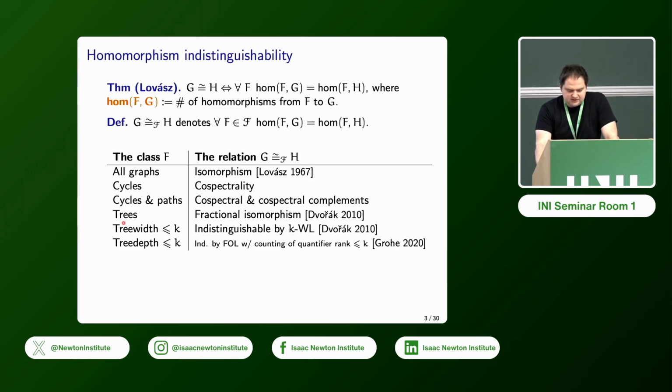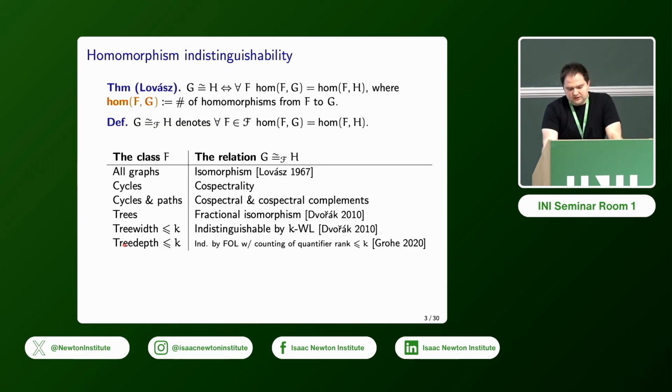But you can take various other classes of graphs. You can take cycles and paths, and this will correspond to cospectrality of the adjacency matrices. So that's again some kind of relation on the graphs. Then you can take trees, which gives the so-called fractional isomorphism. Isomorphism can be expressed by a permutation matrix: two graphs are isomorphic if the adjacency matrices commute with some permutation matrix. Fractional isomorphism is a similar thing, but you replace a permutation matrix with a doubly stochastic matrix.